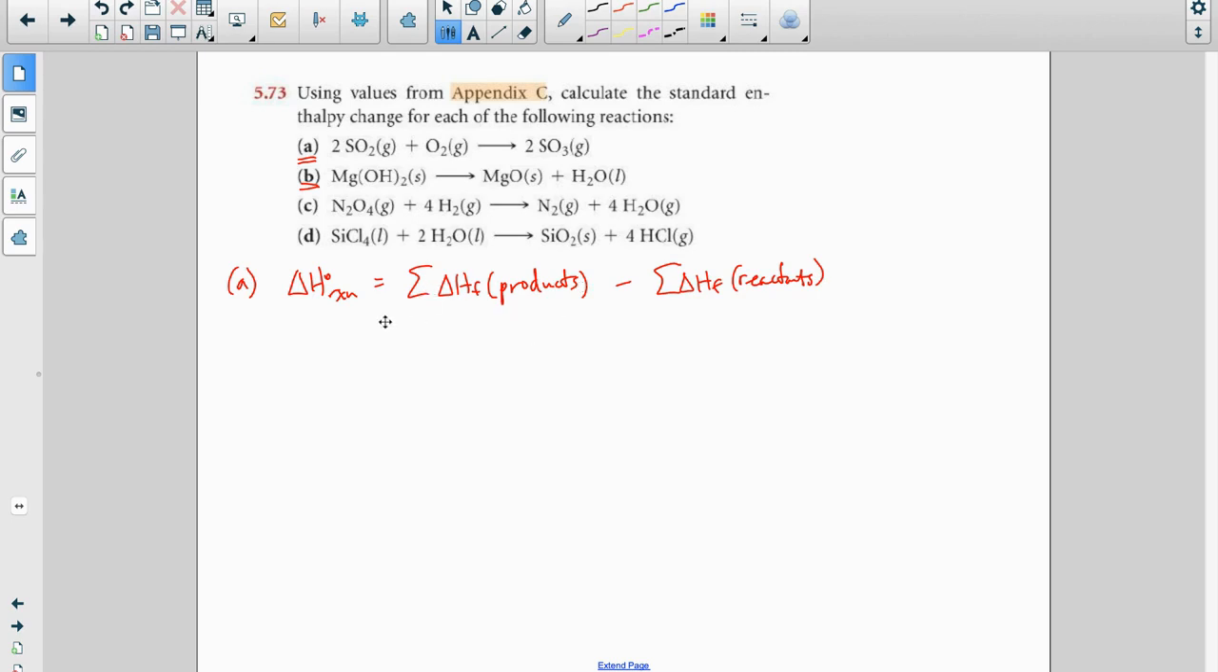minus the sum of the heats of formation of the reactants. Okay, so starting out, we have for the products 2 moles of SO3. So I'll do 2 times my value for the heat of formation for SO3, which is minus 395.2 kilojoules per mole. Okay, minus my reactant. So we have 2 moles of SO2.